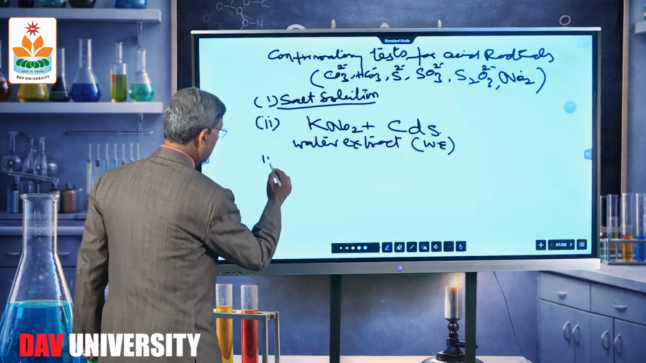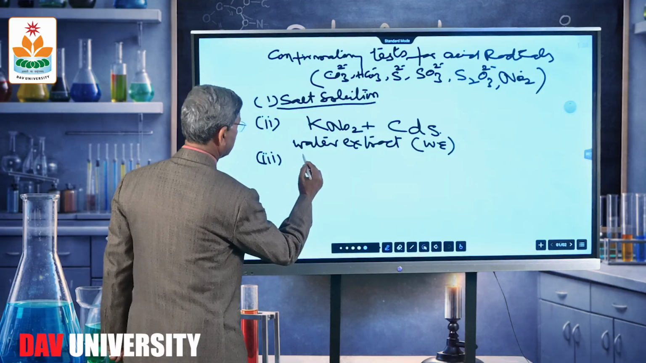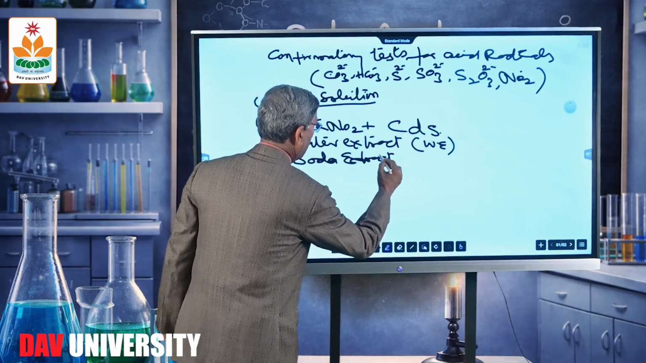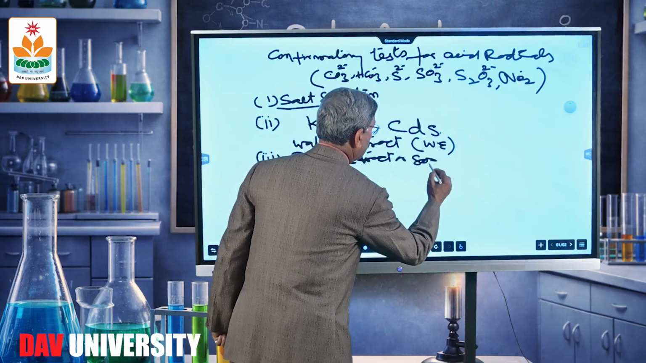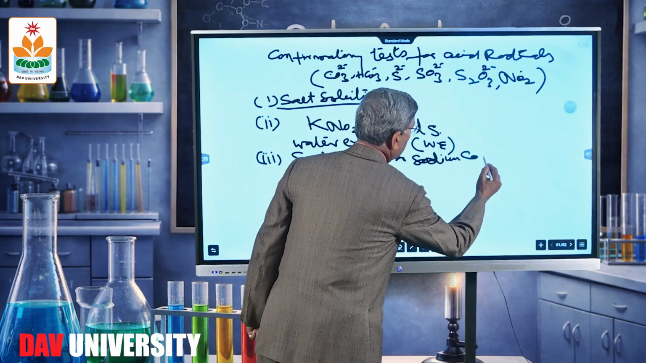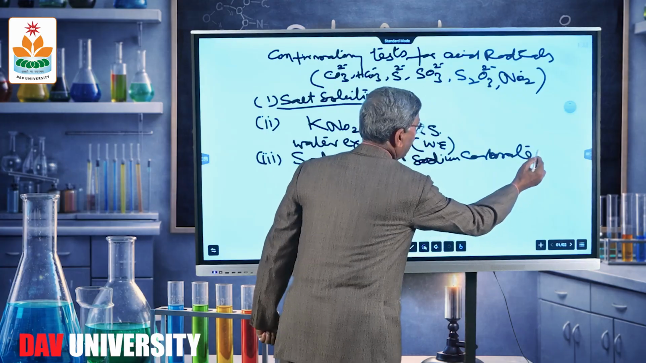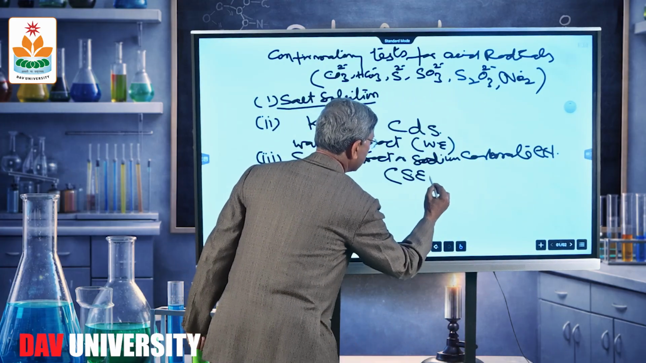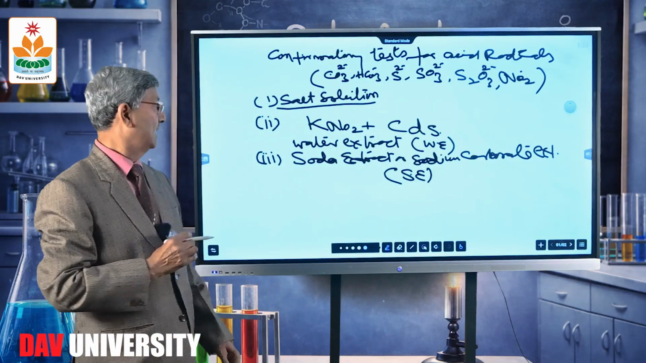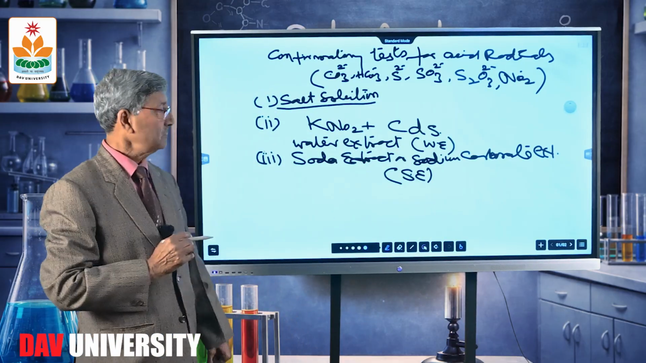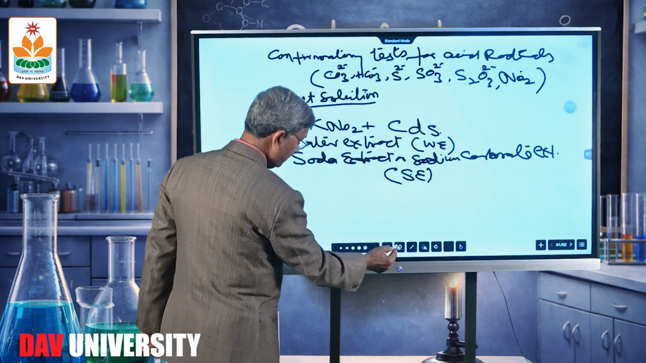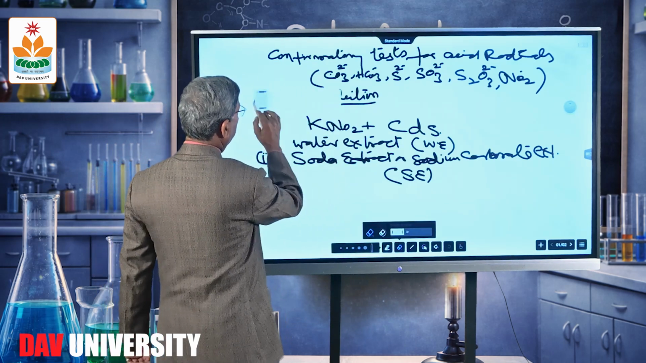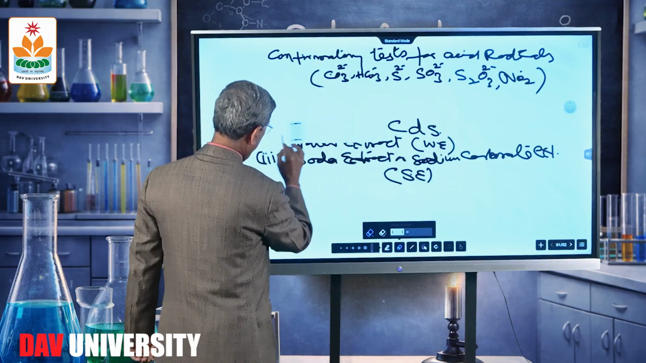And the third solution which usually we use is soda extract or sodium carbonate extract, abbreviated as SE. Now, what does it mean? As I mentioned earlier, our aim is to make the acid radical water soluble.